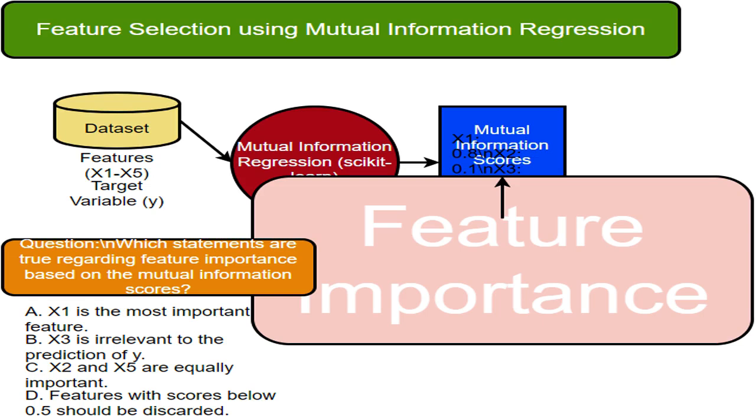Based on the mutual information scores, I can rank the features in order of importance for predicting the target variable. Higher scores mean more important features.